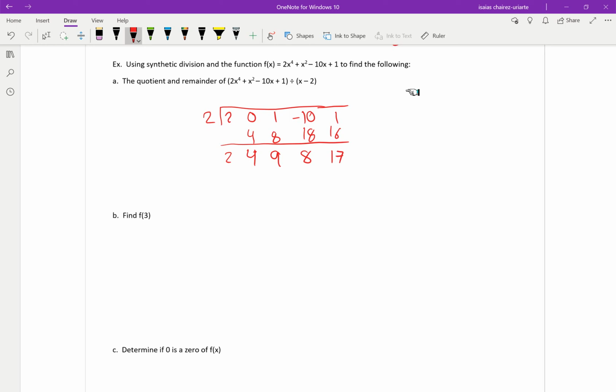Let me just double check my work here. The 2 just came down, and then 2 times 2 is 4. 0 plus 4 is 4. 2 times 4 is 8. 1 plus 8 is 9. 2 times 9 is 18. Negative 10 plus 18 is 8. 2 times 8 is 16. 1 plus 16 is 17. Good. So that's my quotient. This is my remainder.